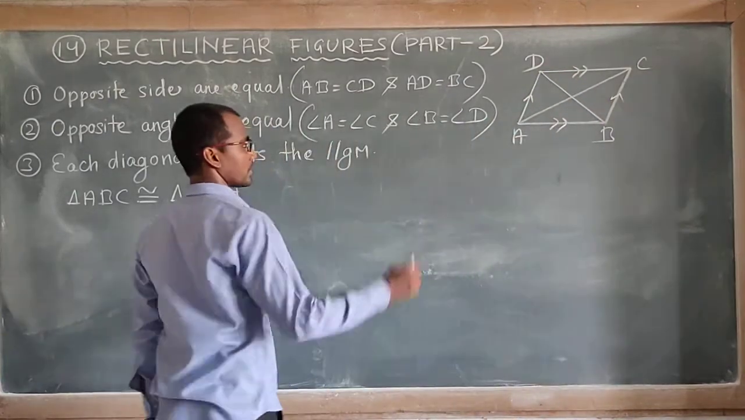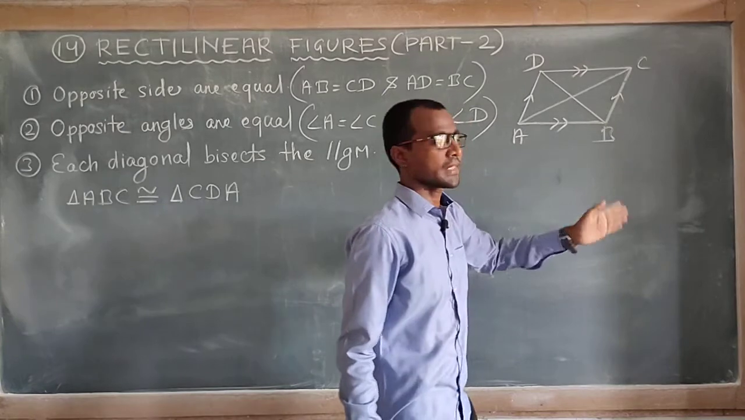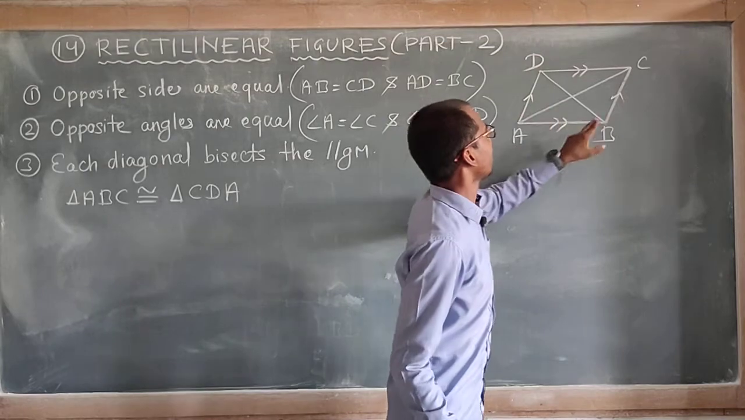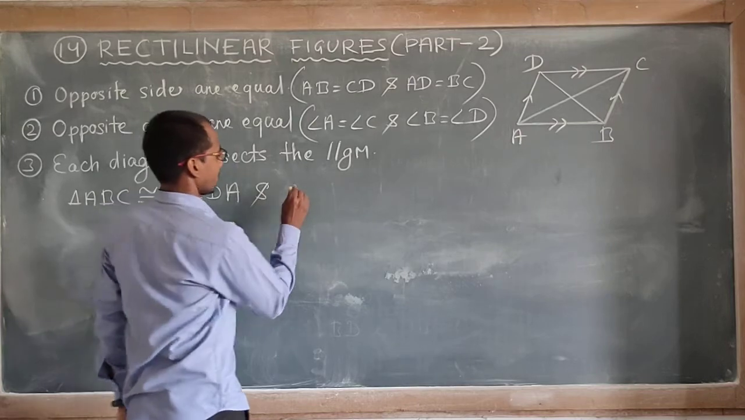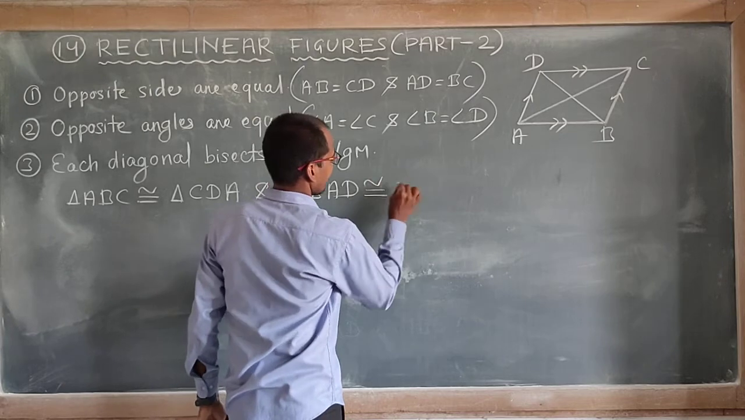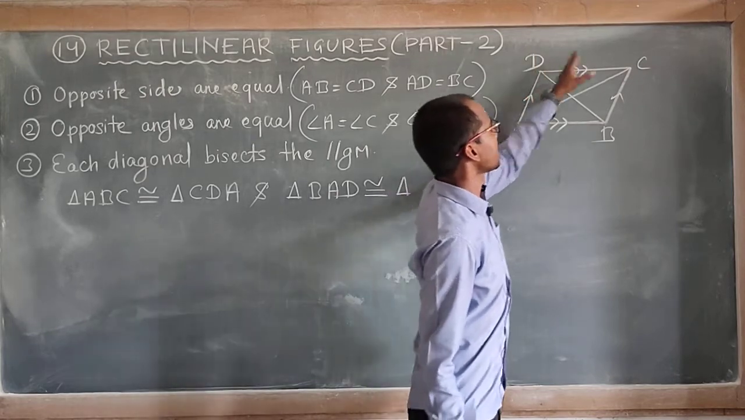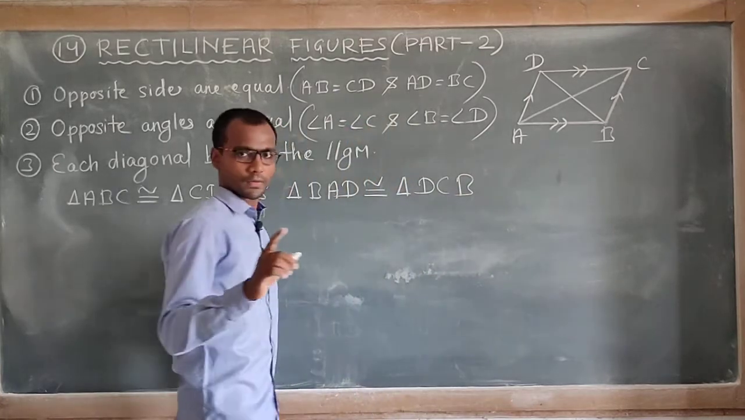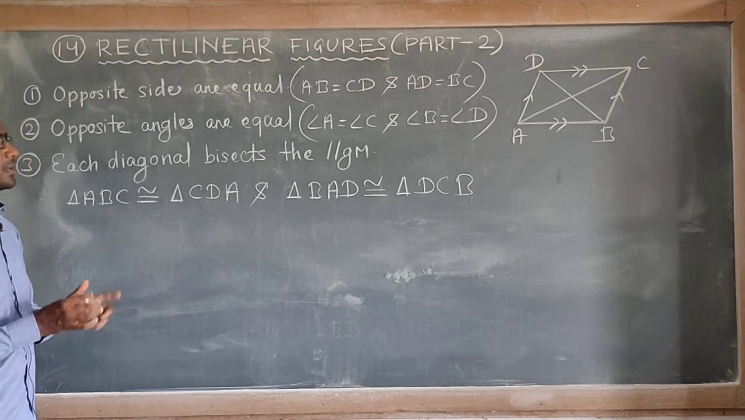Next, if I join BD now, do not look at AC. Simply look at BD. This BD also divides the parallelogram into two triangles, BAD and BCD. Again, these two triangles are congruent. Triangle BAD is congruent to triangle BCD, taking the proper order. This can also be proved using SSS postulate. So this is the third property. Each diagonal bisects the parallelogram.